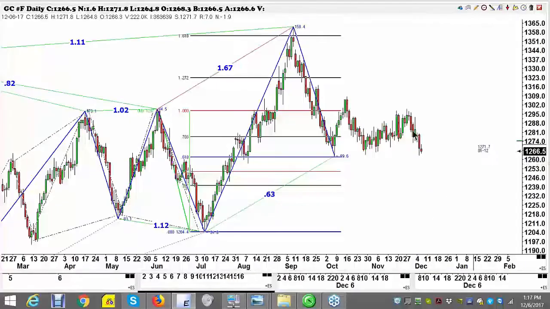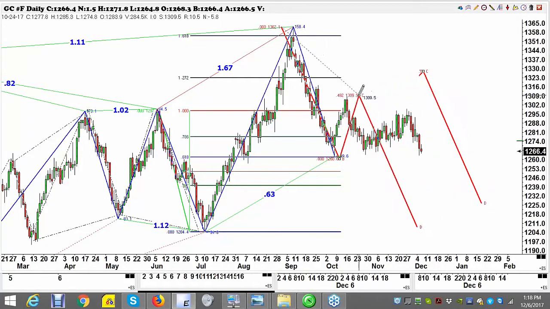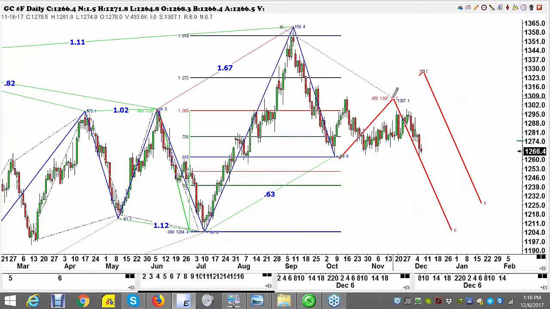All right. Here's our ABCD. There's A, B, C, D. Now, what do we know? We know that there's a high probability, better than 85%, that gold is going to bottom right after Christmas. So we're going to put this, there's Christmas right out there. There's your ABCD move. See, there's a 50% retracement, almost.